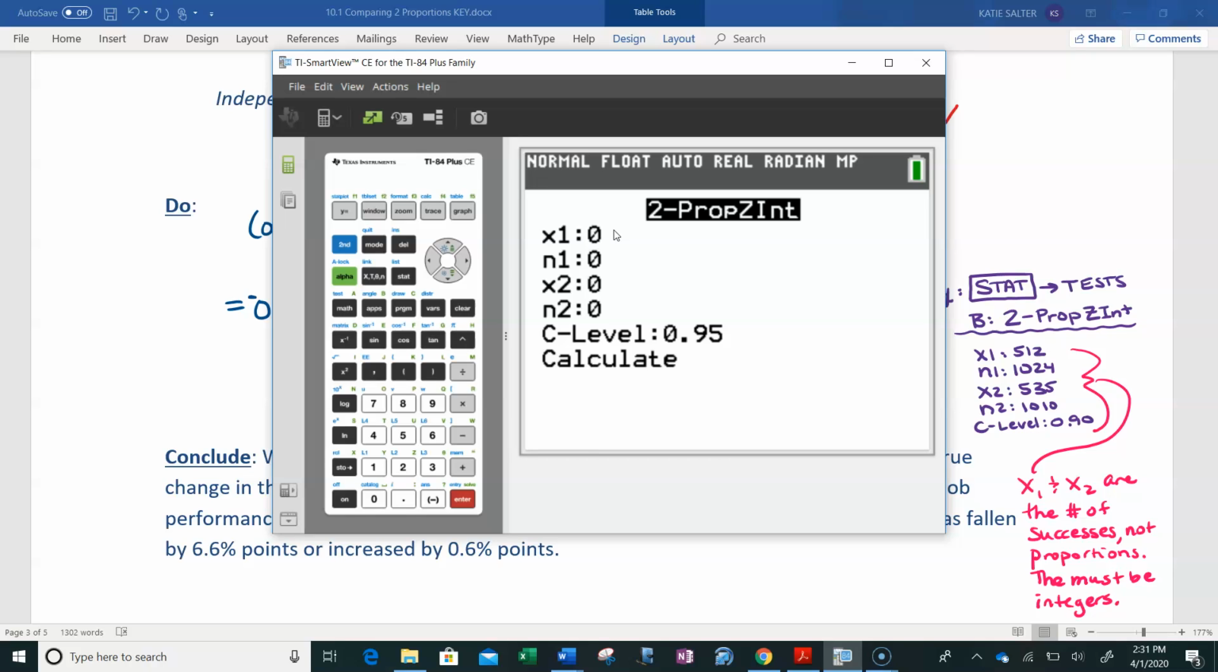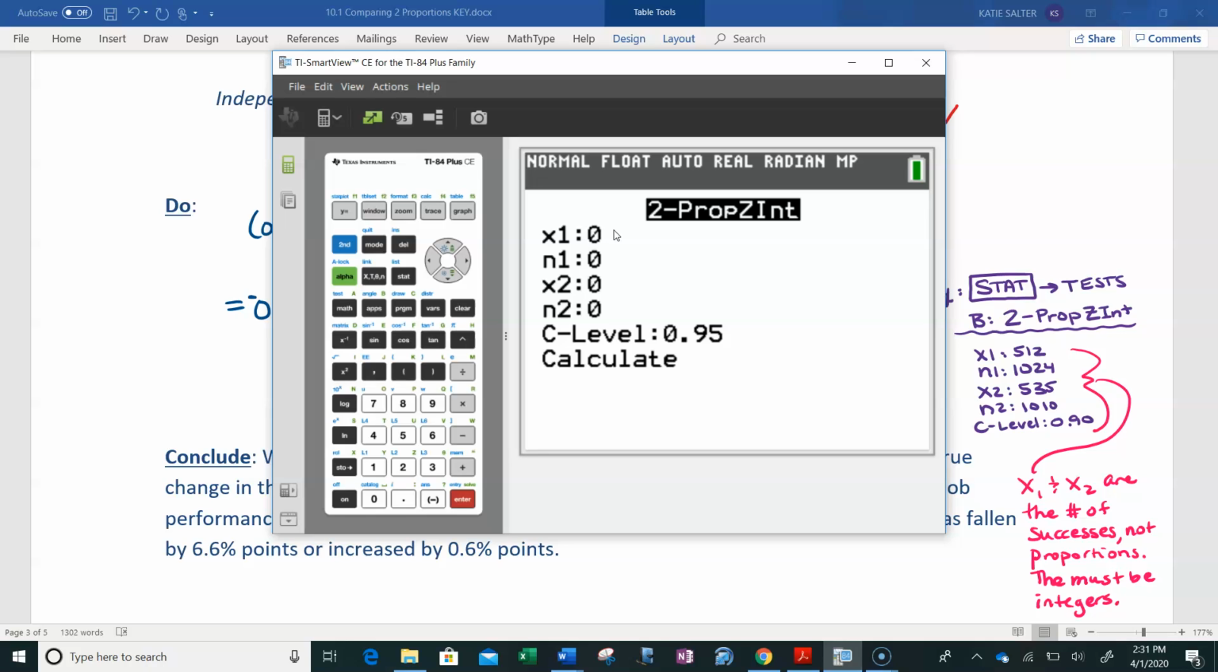Sometimes when you try to figure out the number of successes when it gives you percentages, it doesn't give you whole numbers. You must make them into integers. One of my students last year got stuck on this part right here. She had one of these as a free response question on her test, and she couldn't get past it because she was not typing these in as whole numbers, and therefore it wouldn't calculate the interval for her.